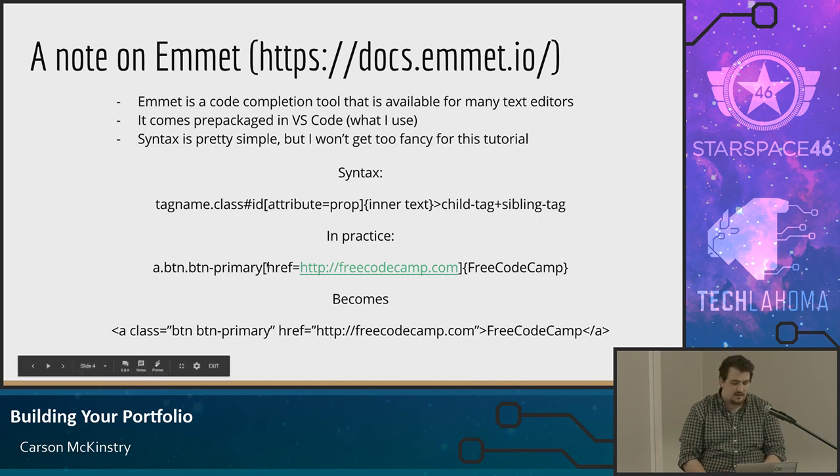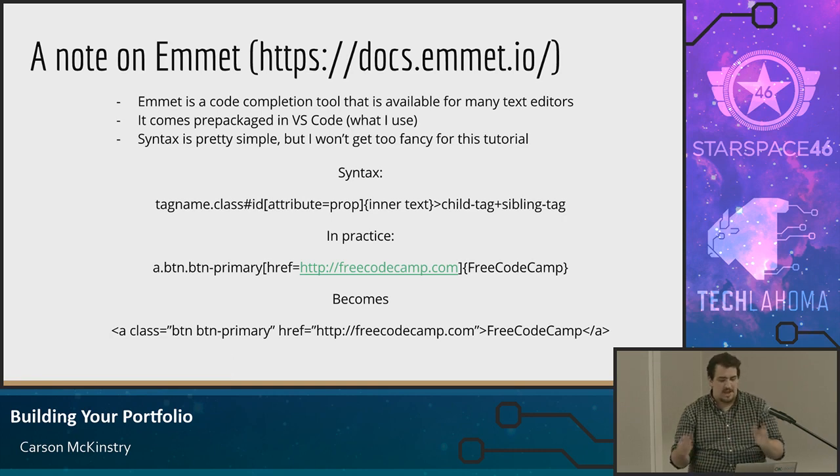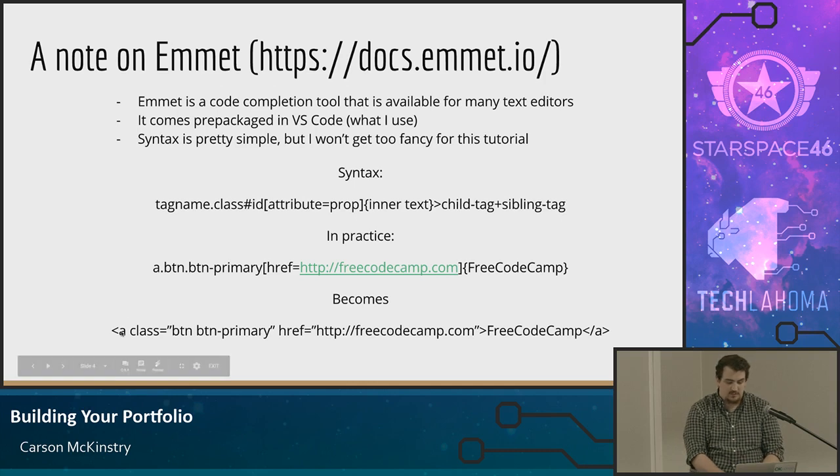You've got your tag name followed by a dot and then your class, and then the octothorpe plus your ID, and then the attributes inside of square brackets. Curly brackets are going to be any sort of inner text. You're going to have an arrow for any child tags, and then a plus sign for any sibling tags. So in practice, we've got this a.btn.btn-primary, it's got an href, and then it's got some inner text, and that's what it becomes.